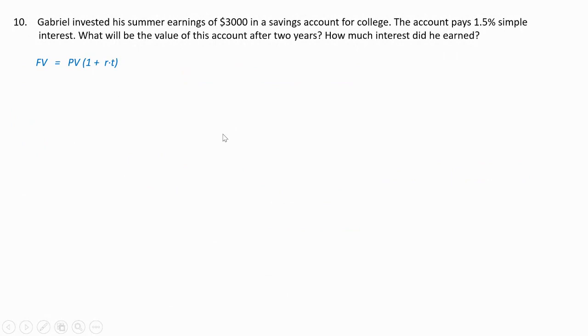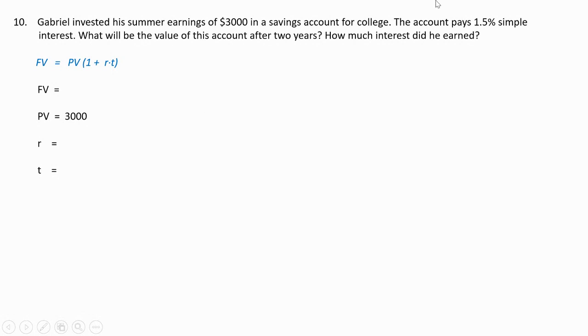Okay, so what's the formula? Here's the key word, guys: simple interest. It means this is going to be the formula for simple interest, right? Here we're looking for the future value, because we're looking at what will be the value of this account after 2 years. So we're looking for FV, which is the future value. The 3,000 is the present value. That's how much Gabriel will be investing.